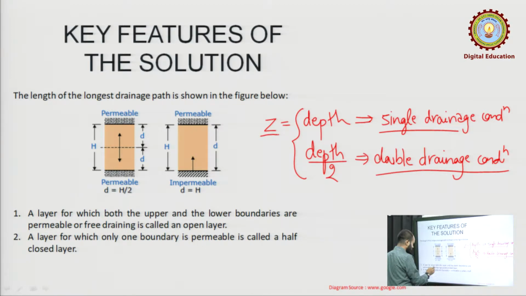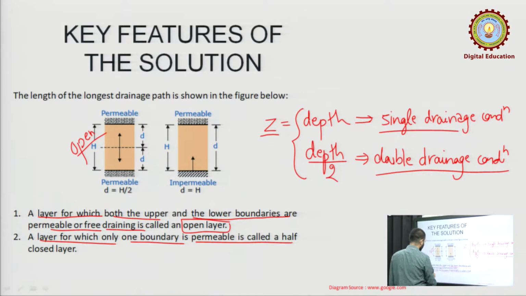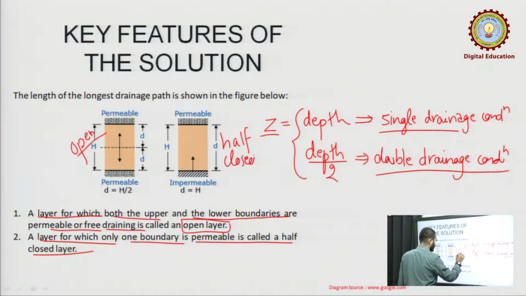Now, what is written here? A layer from which both upper and lower boundaries are permeable or free draining is called an open layer. This is just a terminology, not much used. A layer from which only one boundary is permeable is known as a half closed layer. So, this is a half closed layer and this is an open layer. This was the concept of Z.